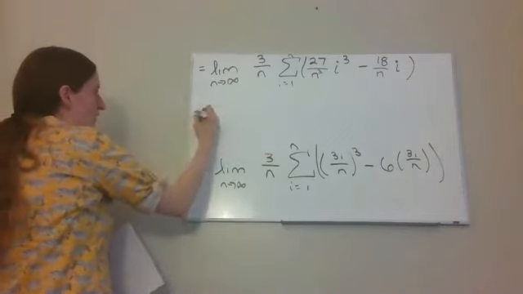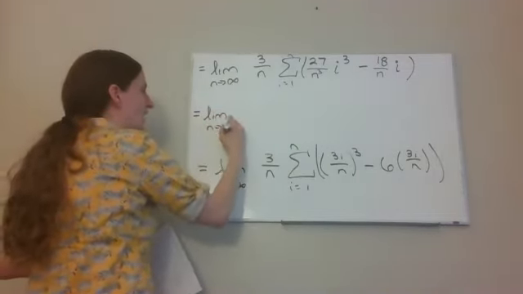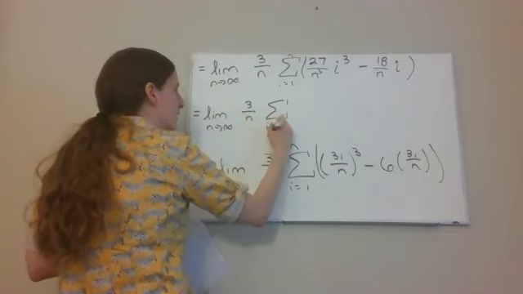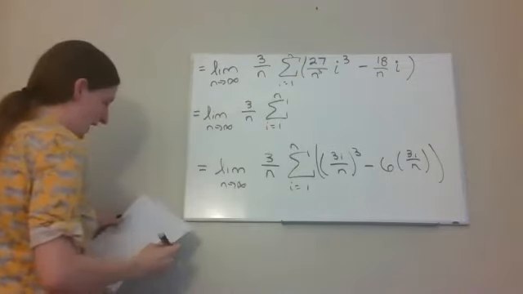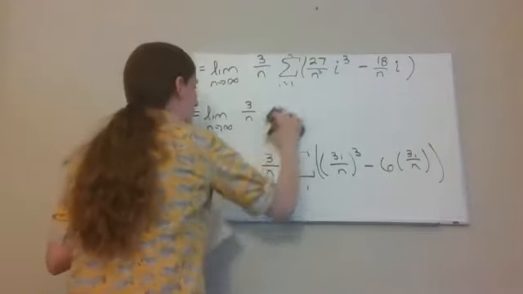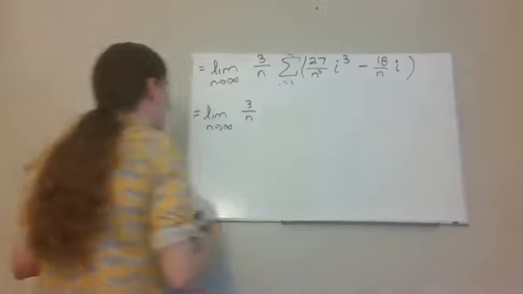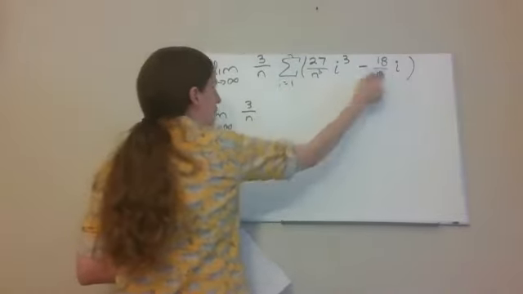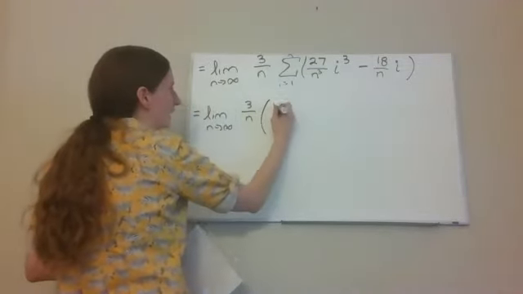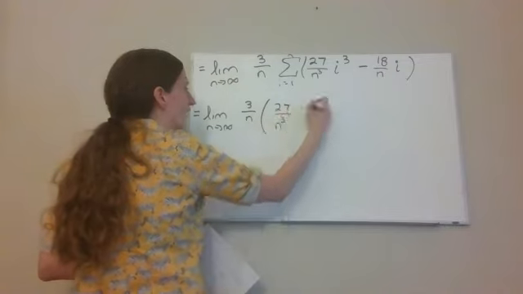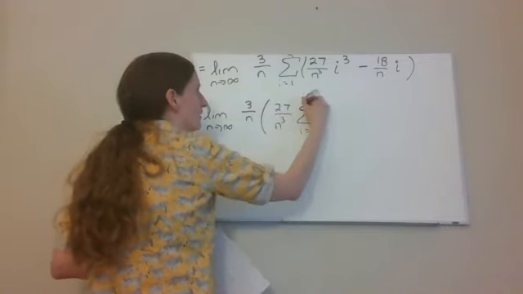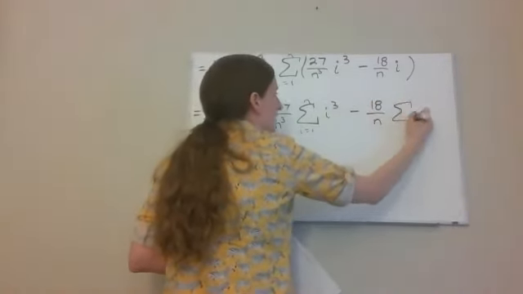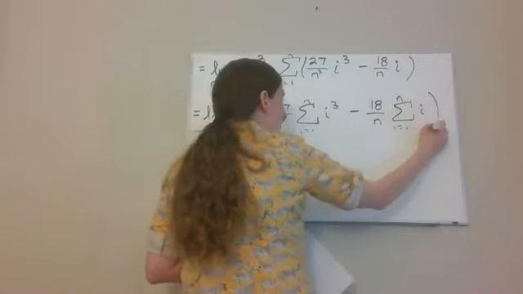Now I'm just going to rewrite this using more of the properties of sums to try to get it in a form that I can actually evaluate. I have my limit as n goes to infinity, 3 over n. I can separate this into two different sums and also pull constants out. So I have 27 over n to the third times the sum of i cubed minus 18 over n times the sum of i.